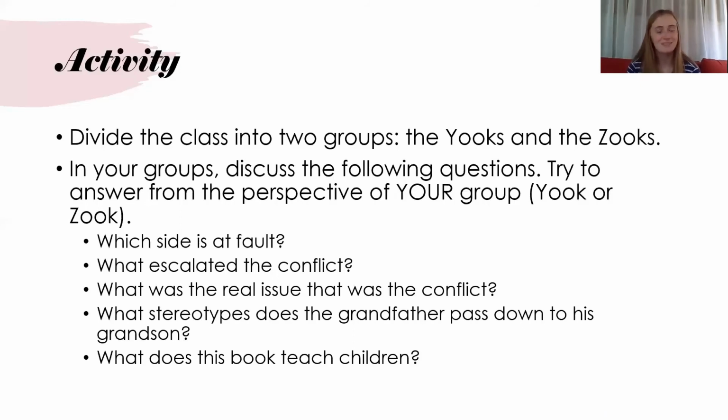Make sense? Great. So the questions I have for you: which side is at fault? And remember, which side do you think is at fault as your group? So if you're a Yook, what side do you think is at fault? And if you're a Zook, which side do you think is at fault? And then, what escalated the conflict? What was the real issue that was the conflict? What stereotypes does the grandfather pass down to his grandson? And what does this book teach children?